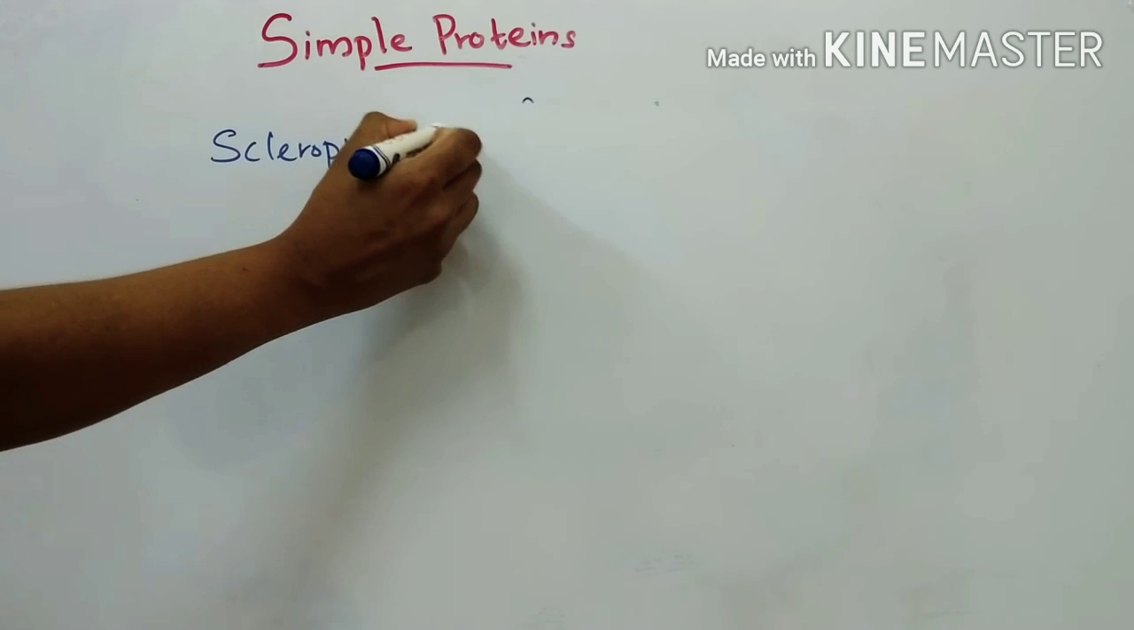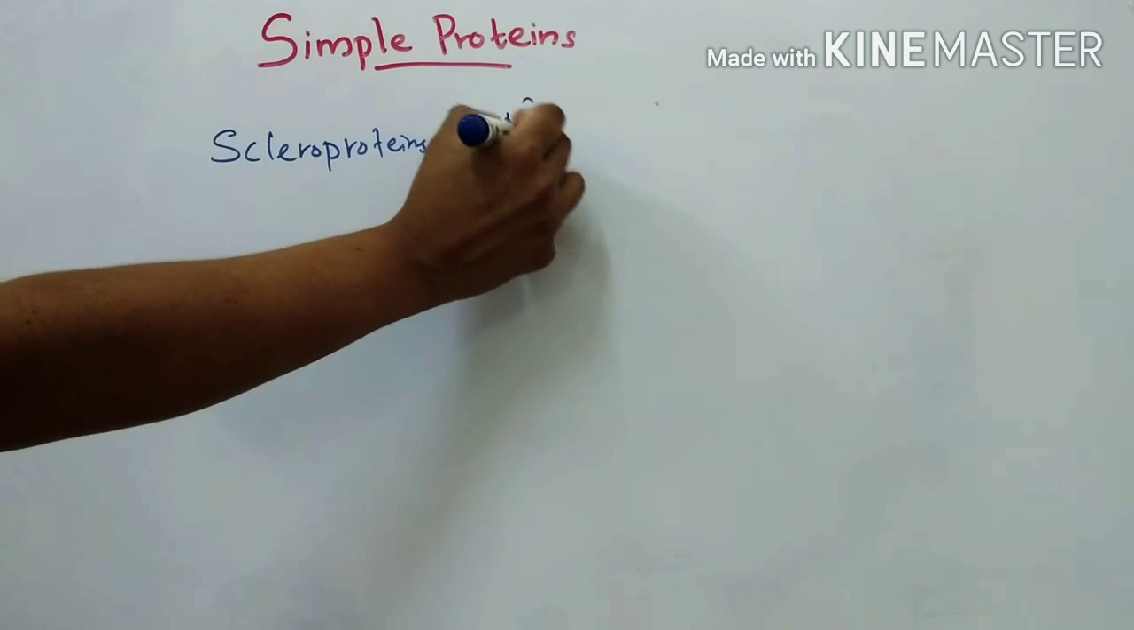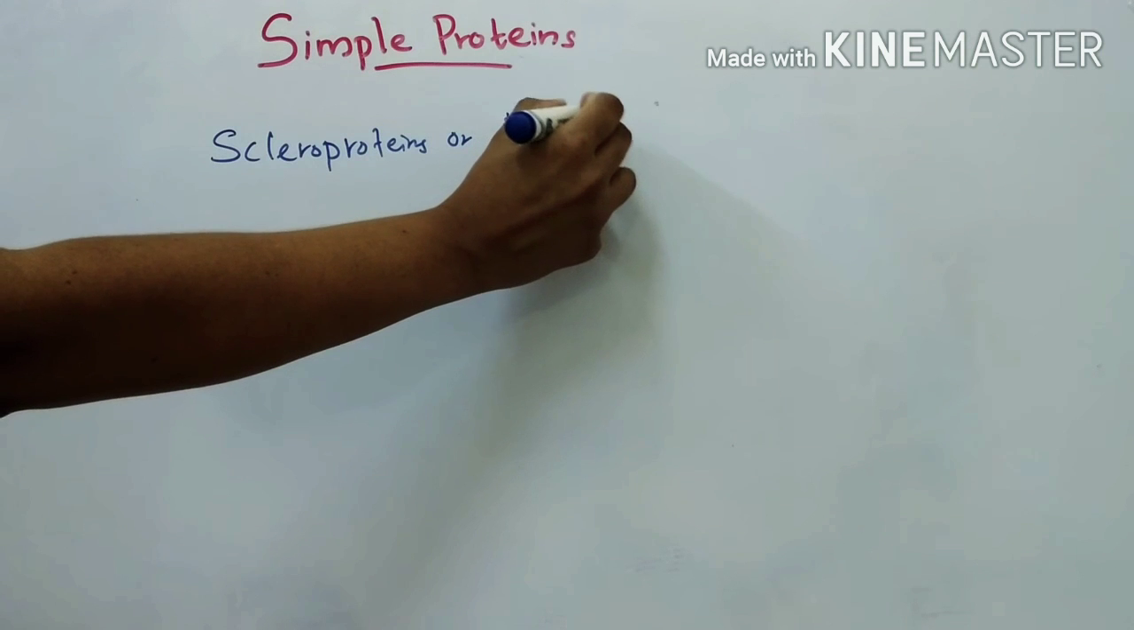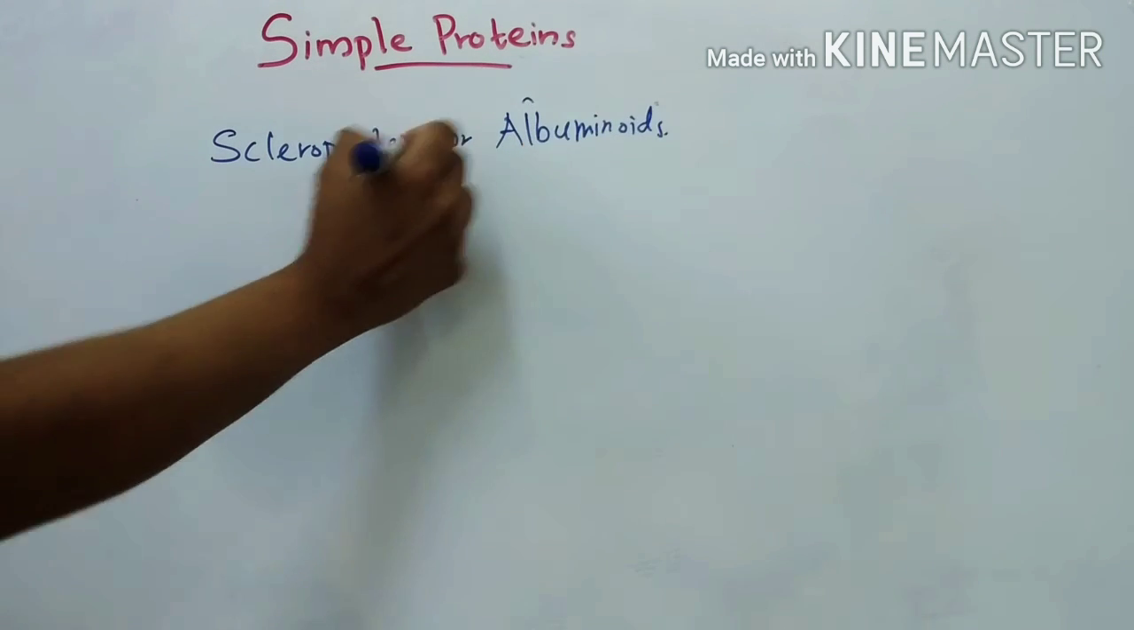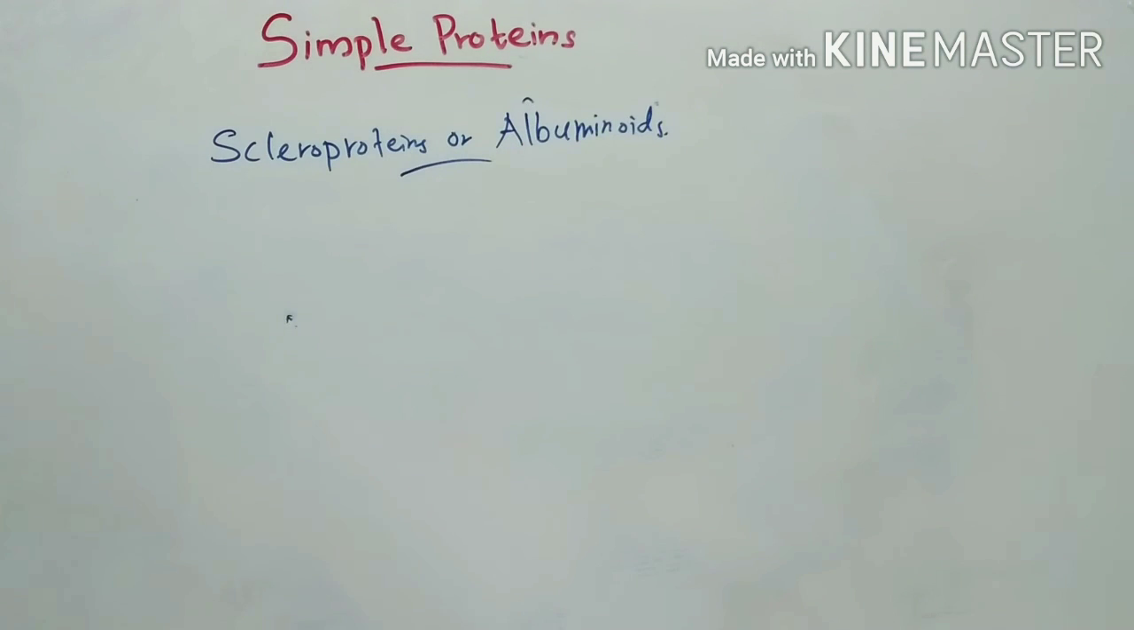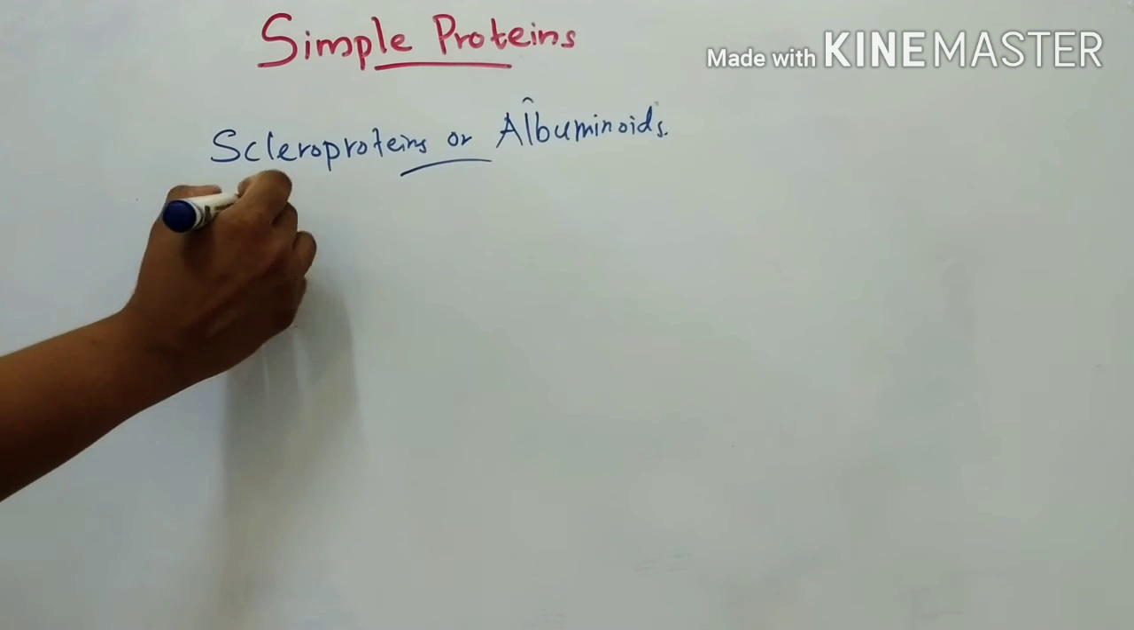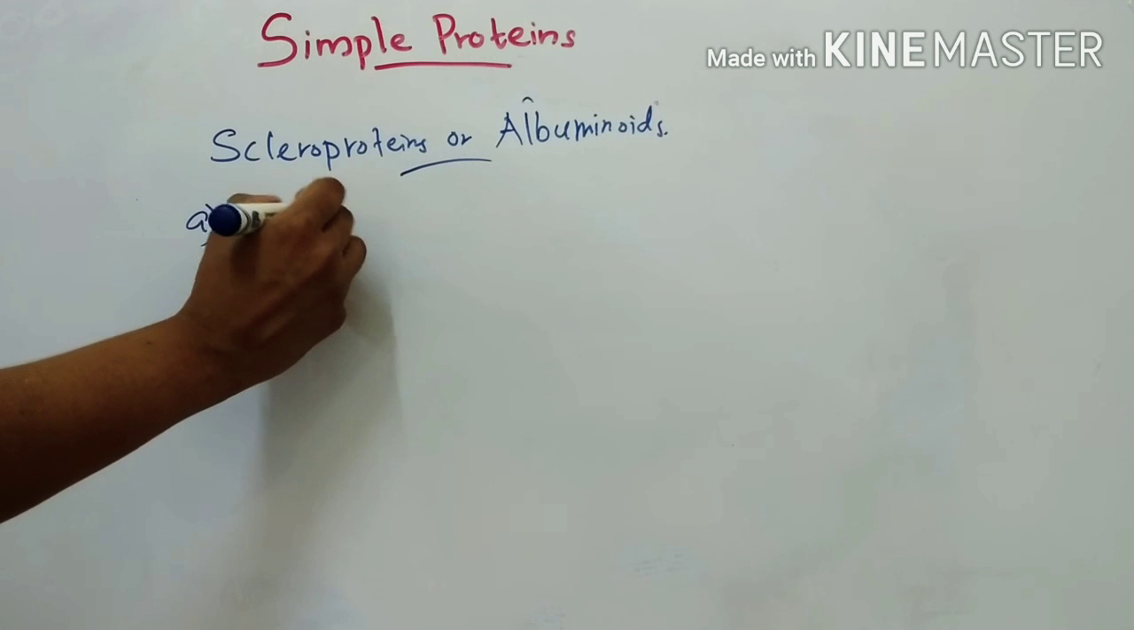Next simple protein is scleroproteins, or albuminoids. These are fibrous proteins with great stability and very low solubility. They form supporting structures of animals. Three types are there: keratin, collagen, and elastin. First, we will see keratins.